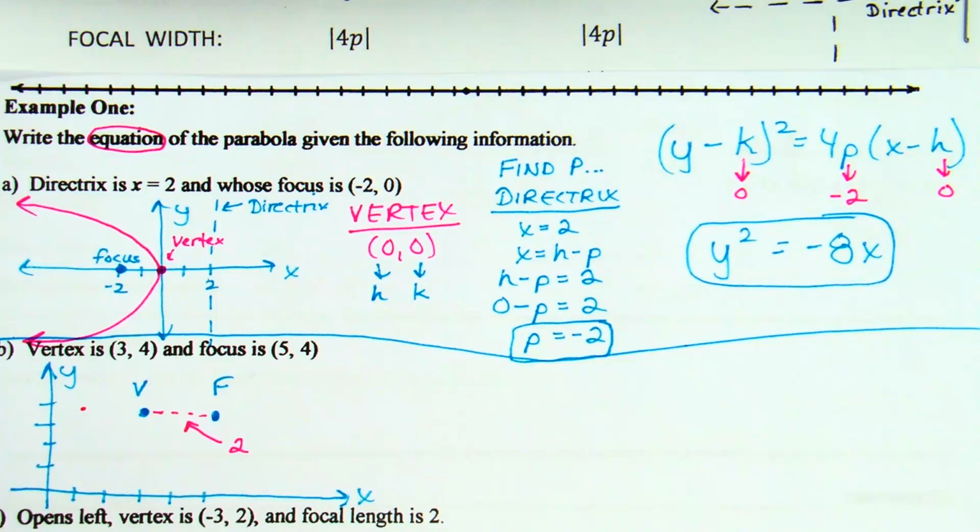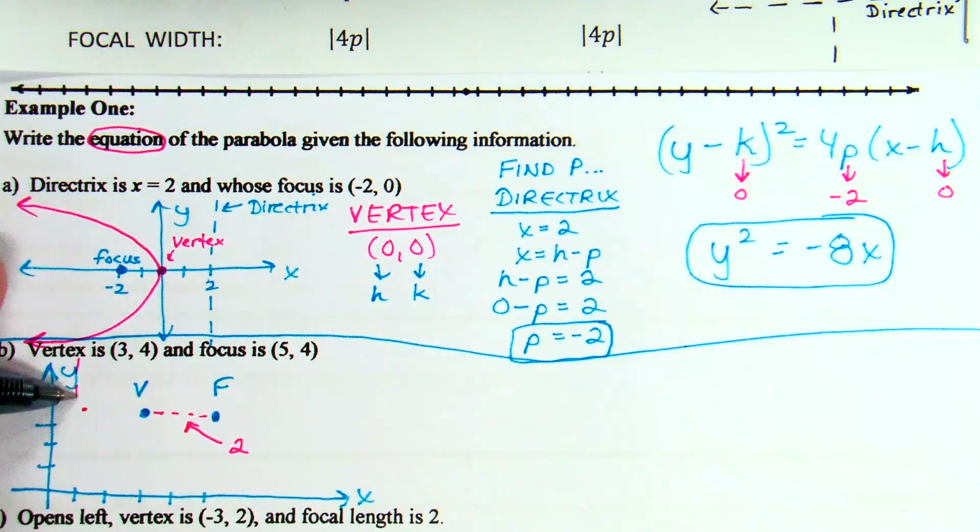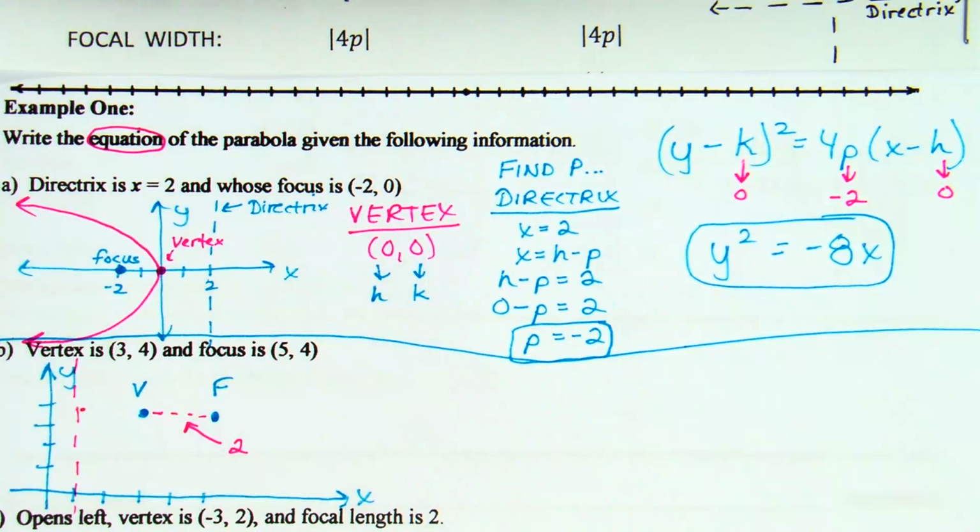Now, he said at (1, 4). Technically, it's not a dot, though. The directrix is a line. So in this case, it's a vertical line that would go through the point (1, 4). I totally get why we're saying (1, 4), though, because that's the point you have to reference.